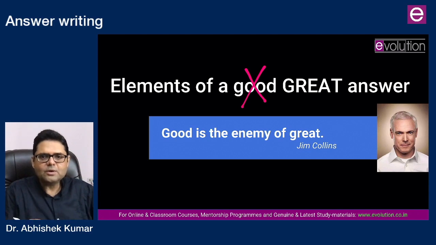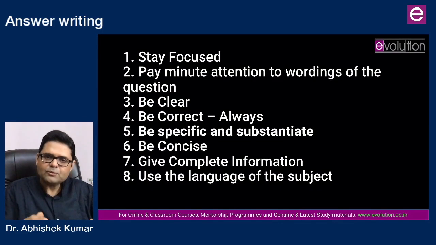You always remain a little behind your potential. So when you are wanting to achieve the fullest potential in terms of your performance, you don't have to settle for good enough. You have to strive for a great performance. So what are those 12 elements of a great answer in the context of botany and zoology optional? First, I'm going to read out and then I'm going to explain in detail with proper example.